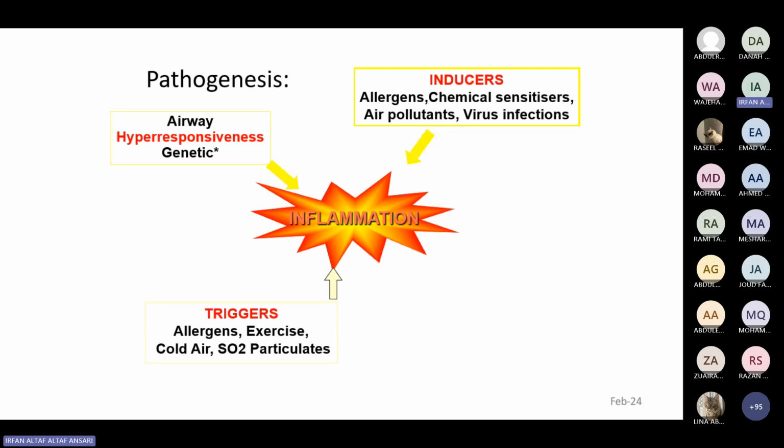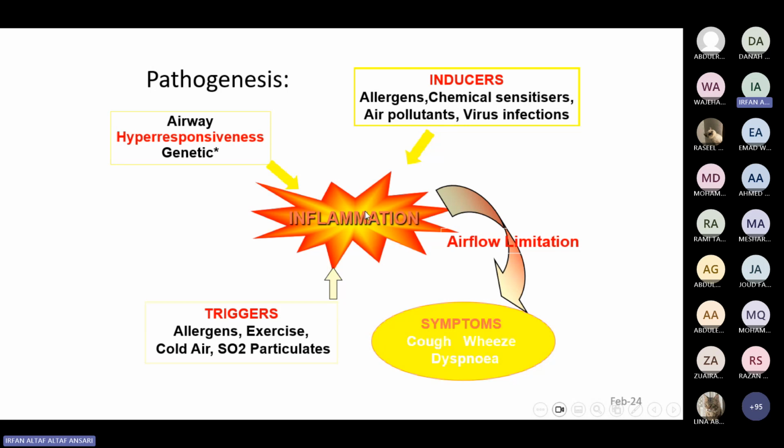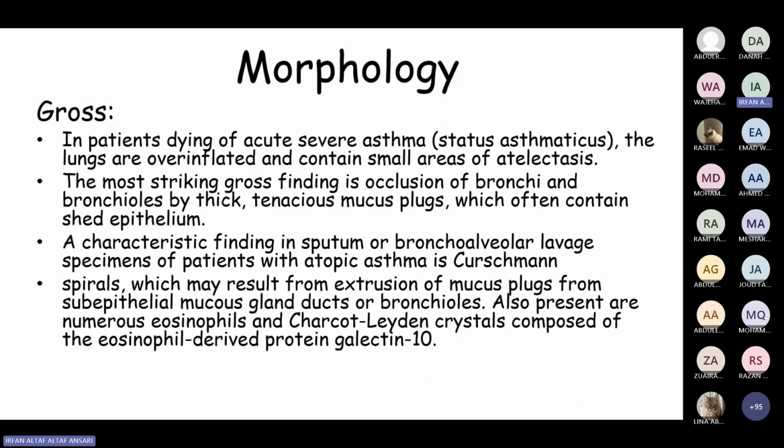There are other triggers also, such as exercise, temperature, sulfur dioxide, and particulates. This is part of air pollutants. So atopic, non-atopic, environmental, everything brings inflammation, and this inflammation will lead to bronchoconstriction and obstruction to the airflow, and will produce the symptoms of asthma: cough, wheeze, breathlessness, and chest tightness. So this is about the pathogenetic mechanism of asthma.